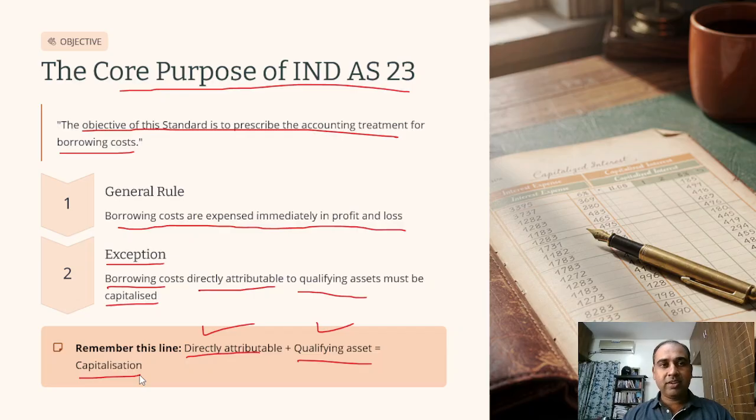Now the question is, what is borrowing cost directly attributable? What is a qualifying asset? The majority of the standard will revolve around the discussion on qualifying asset. So let us understand each of this terminology in detail. At this moment, just understand the general rule is any interest has to be charged to profit and loss account. The exception is borrowing cost which is directly attributable to a qualifying asset, which has to be capitalized. Clear guys?